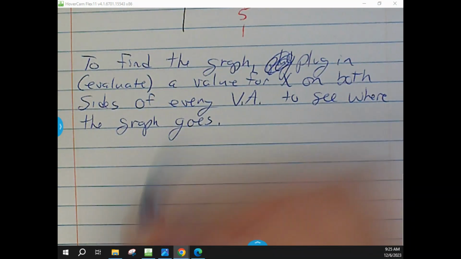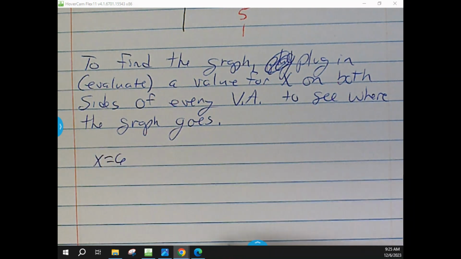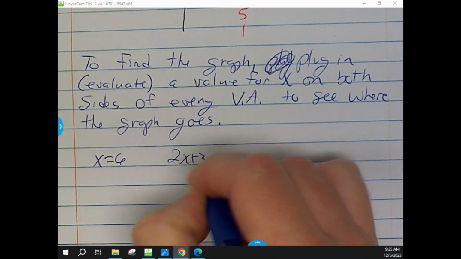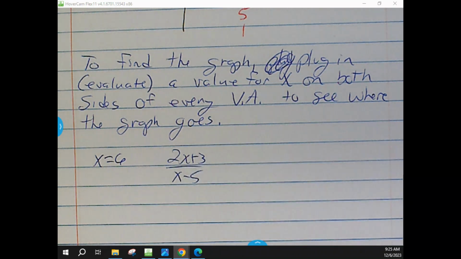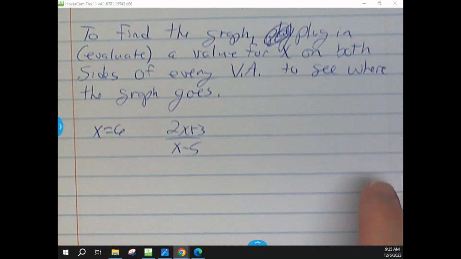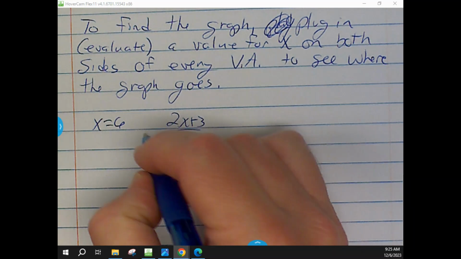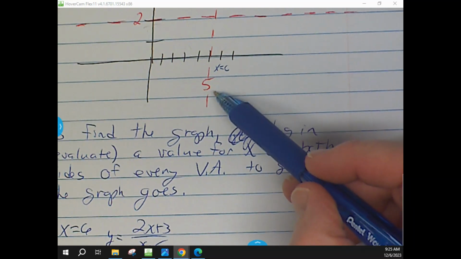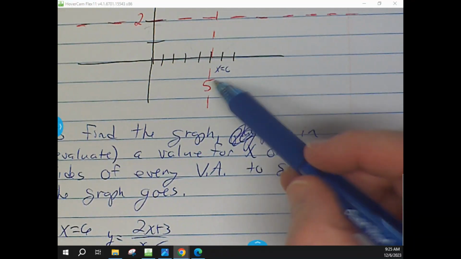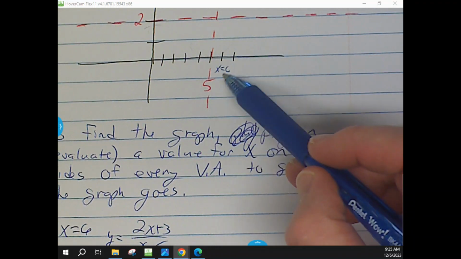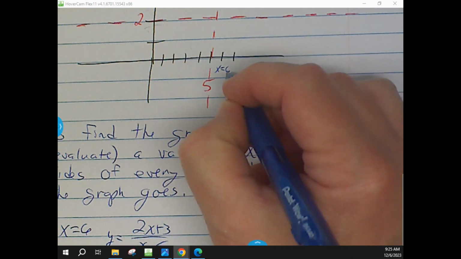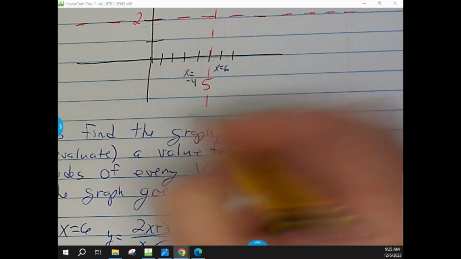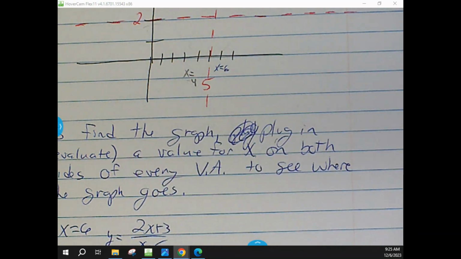So, okay, here's what we're going to do. We're going to plug in x equals 6, and we're going to plug it back into the original function and see what we get. We need to pick a number on either side of the vertical asymptote. So if x equals 5 is our vertical asymptote, I'm just going to pick the next number right beside it, x equals 6. And then we'll do the same thing on the left side. We're going to plug in 4 and see what happens on that side.